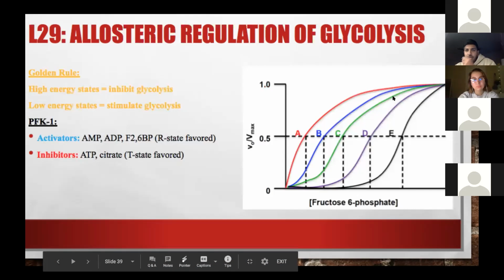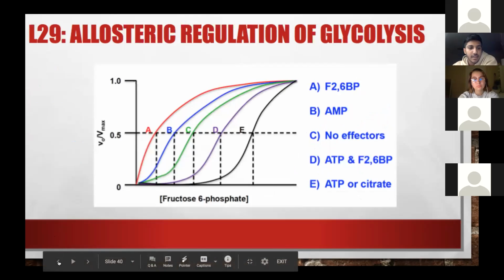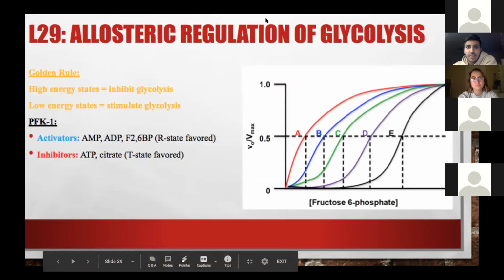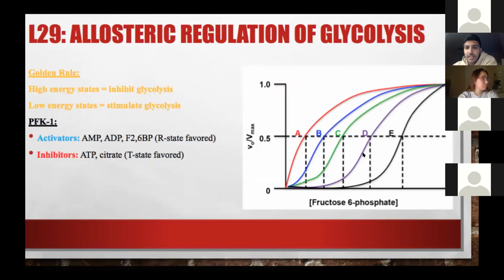And so in terms of the golden rule, I forgot to edit this slide, but a good way to think about what's activated and inhibited is energy states in terms of glycolysis. With high energy states, obviously for glycolysis, we're making energy. So if you have enough energy already, like a bunch of ATP, there's no need to go through glycolysis to make more. And so you're going to inhibit it if you have high energy molecules. And then low energy molecules, of course, are going to stimulate it.